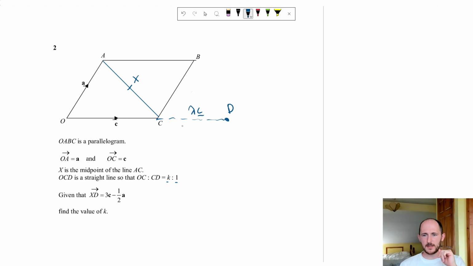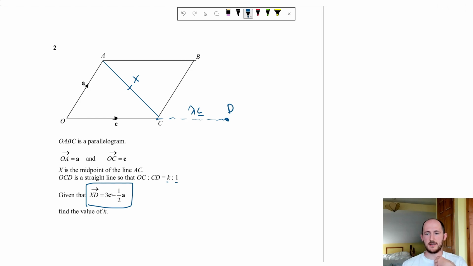So, what other information do they give us? They give us a very interesting thing. They give us the vector X to D. And they say that if I want to go from X to D, I need to go 3c and minus a half a. Very interesting. So, what is my objective here? Well, if you notice, I don't know what C to D is. Now I have one vector that involves C to D, which is XD. Right? That's the overall vector.